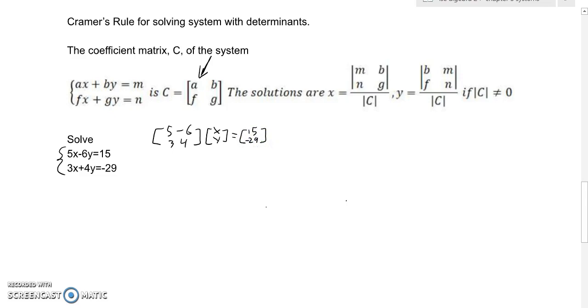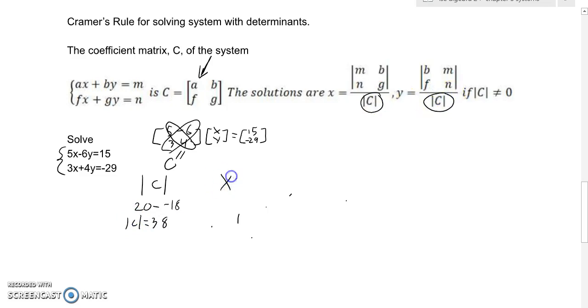So if we take the determinant of our C matrix, the coefficient matrix, we do the diagonals. 5 times 4 is 20 minus negative 6 times 3, which is negative 18, so 38 is our determinant of C. That's going to go on both our denominators here.